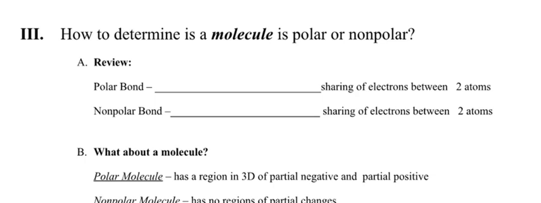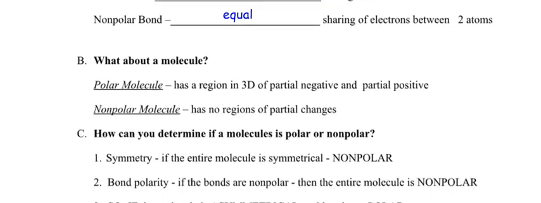So real quick review, a polar bond is an unequal sharing of electrons between two atoms. One atom likes it more than the other one, if you will. You look at the electronegativity differences to determine this. And a nonpolar bond is an equal sharing. They almost love it around the same amount. Okay, so the electronegativities are very similar. So what about the molecules being polar?